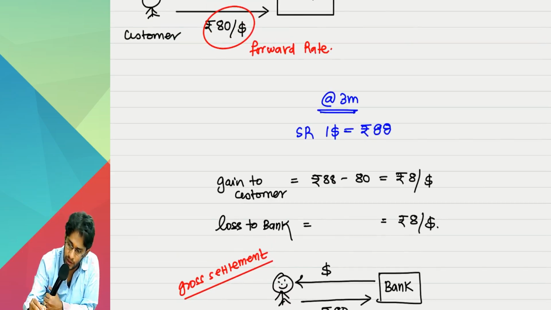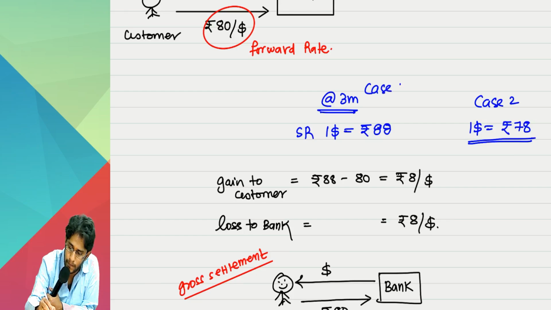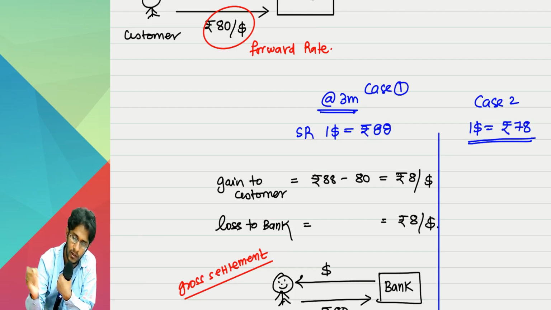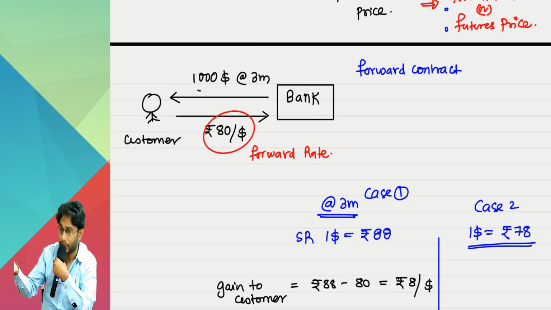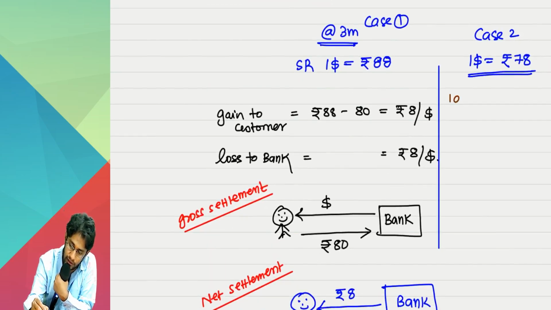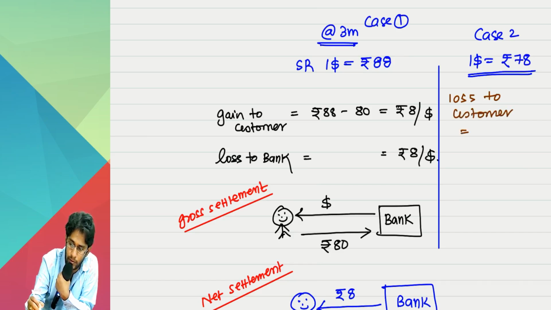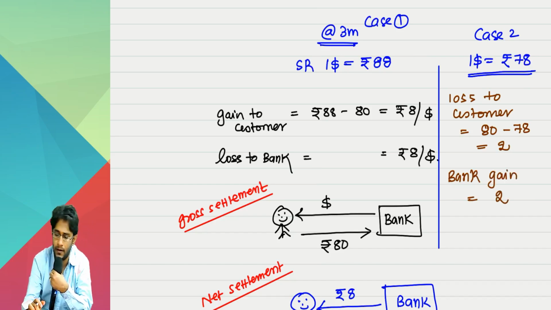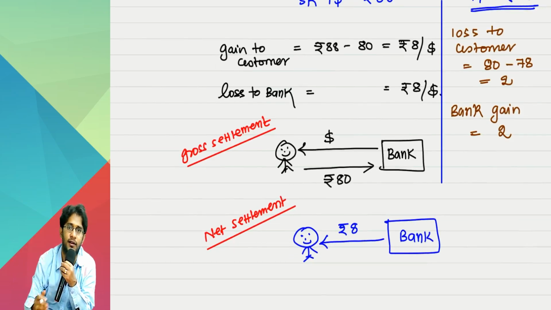Suppose the dollar rate is not 88, it is 78. When the market dollar rate is 78, I agreed to buy the dollar at 80 under the contract. So, definitely the customer will be at a loss. Loss to the customer. How much loss? I am buying at 80, but the market rate is 78, so 2 rupees. So, the bank will definitely make a gain in this. How much gain? The same 2 rupees. Settlement and all the drama, same to same. Only thing is this time he'll be a little sad.